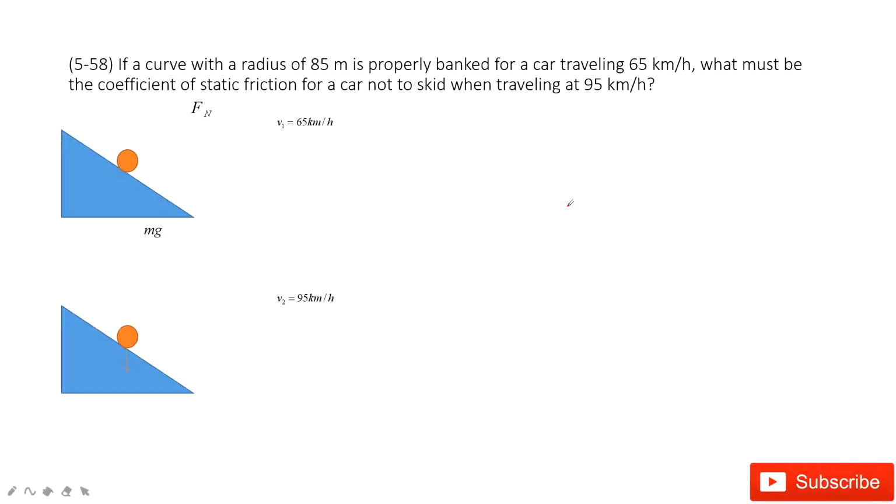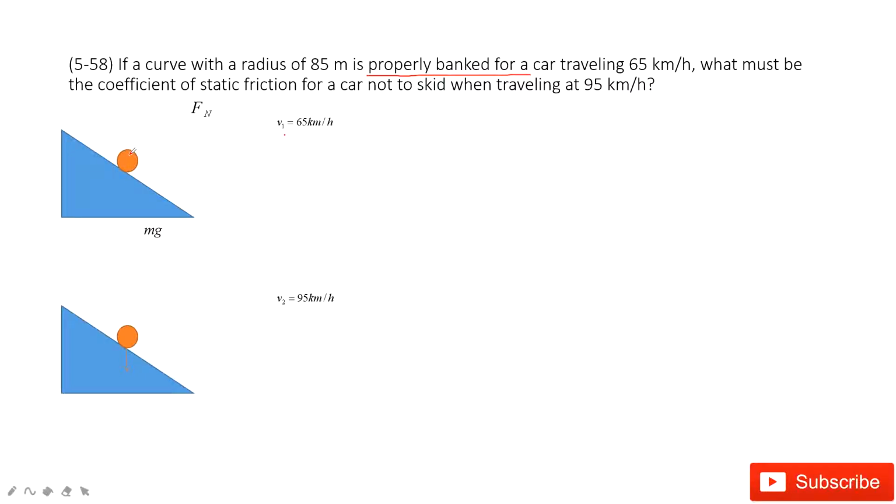Let's look at problem 58 in chapter 5. So first, the situation is a curve with radius 85 meters that is properly banked for a car traveling 65 km per hour. So in this one we think the velocity v1 is 65 km per hour. What does properly banked for a car traveling mean? That means no friction, right? The car just perfectly does the circular motion due to the central force.